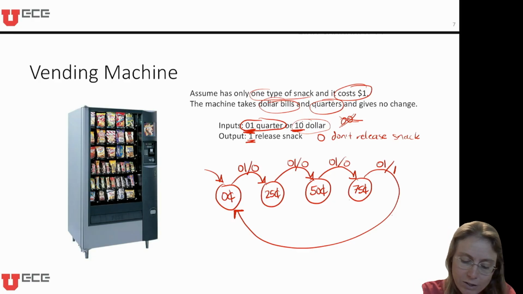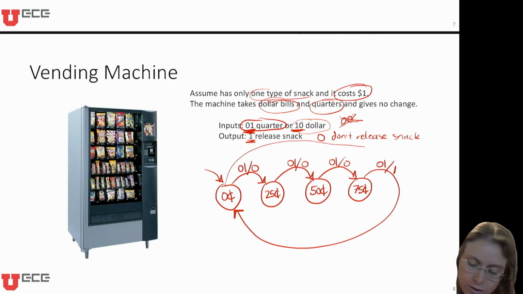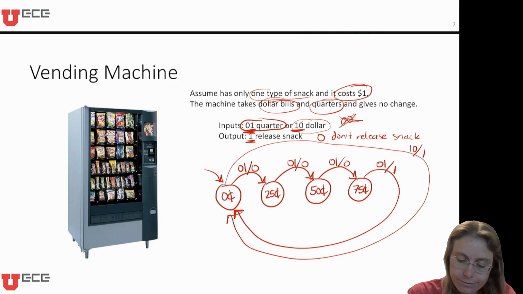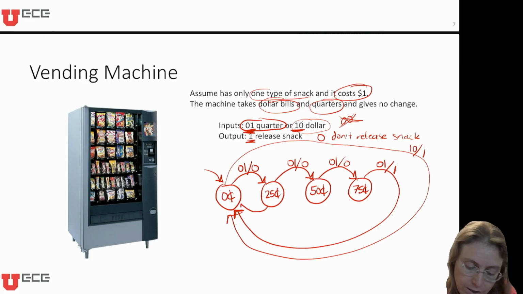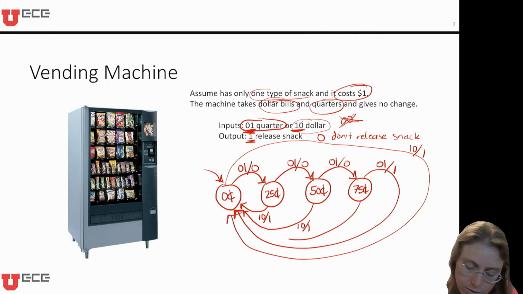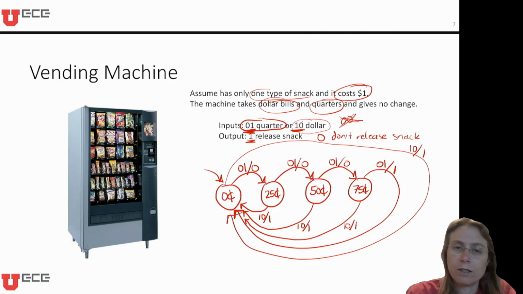Okay, so now what if we got $1? If we got $1, we just immediately take the $1 and give them a snack. Now what happens if we're in the 25-cent state and we get $1? Well, in that case, we will give them a snack and no change. Same thing with 50 cents. They could put in $1, they've overpaid, but they'll still get a snack. And then we're ready to start counting money again for a new snack. And same thing with this final arrow here. If they put in $1, we'll give them a snack, and they just don't get change.